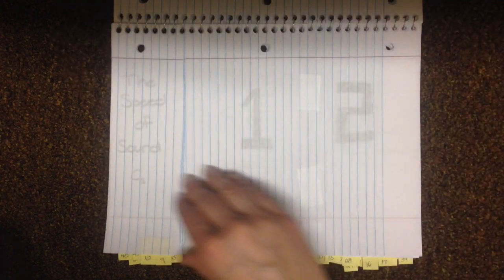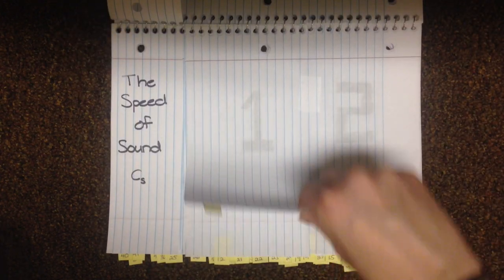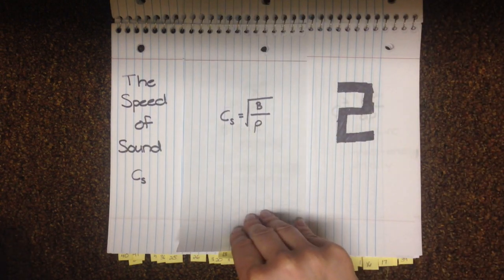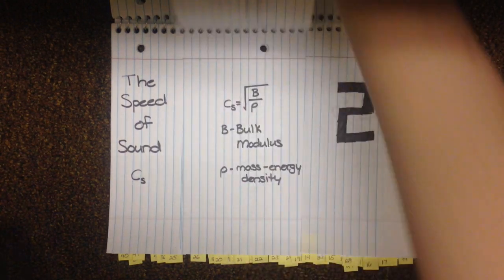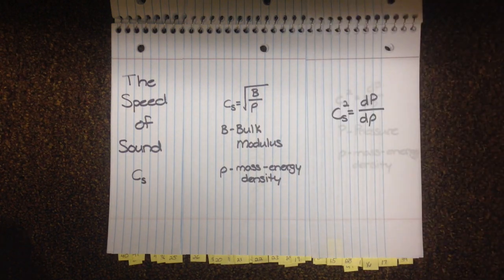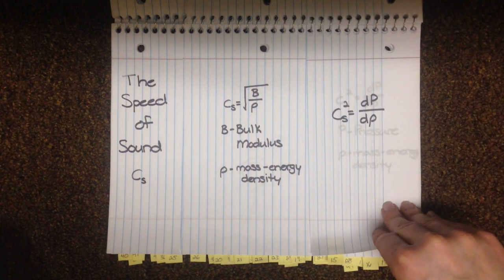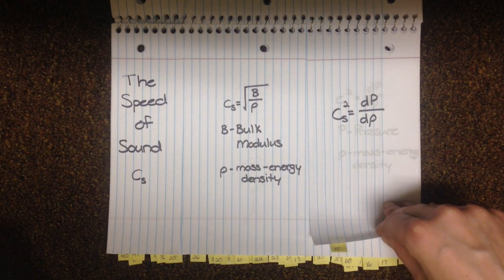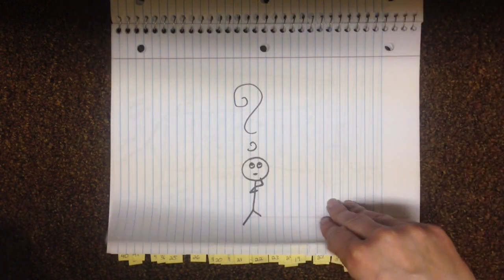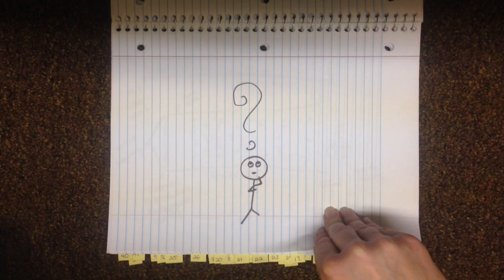There are two ways to calculate the speed of sound in a medium. In the first, you take the square root of the bulk modulus, a measure of the stiffness of the medium, divided by the mass energy density of the medium. This is derived from the second method, whereby the speed of sound is defined as the square root of the derivative of pressure with respect to the mass energy density. But how does this help us if we don't know what the early universe was composed of?